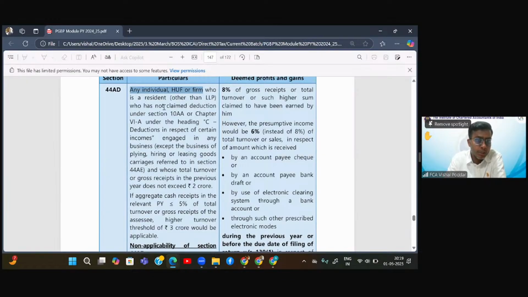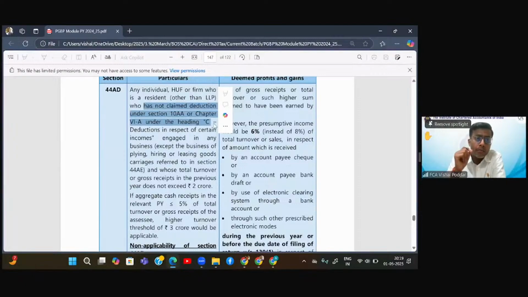First condition. Second condition, you should not claim any special benefit under Section 10AA or Chapter 6A Heading C. These are special benefits. Now, why are they putting this condition, don't claim these special benefits? Because whoever has to claim these special benefits has to get the books compulsorily audited by a chartered accountant. Now, where you can get your books audited by a chartered accountant, why do you want this benefit? We are giving this benefit for small businesses who cannot hire a chartered accountant or cannot get the books audited and do the detailed working. So for them, we are giving a simplified option.